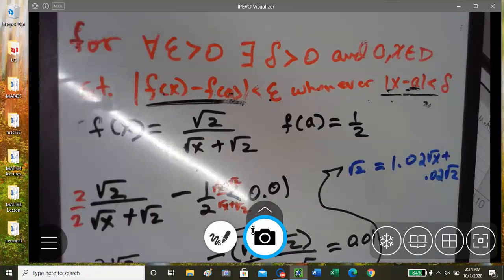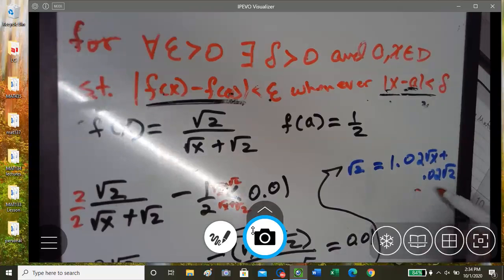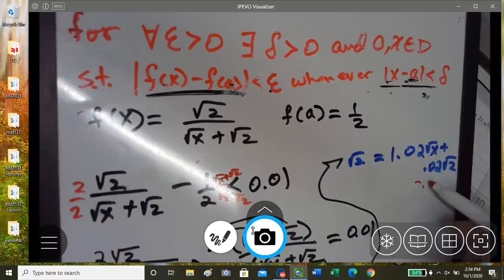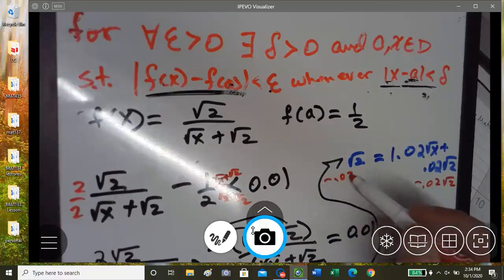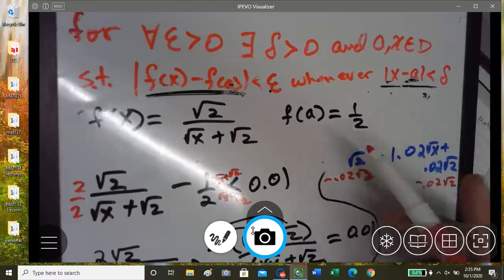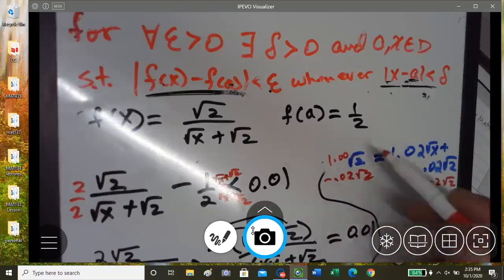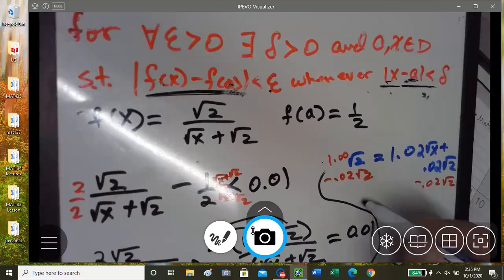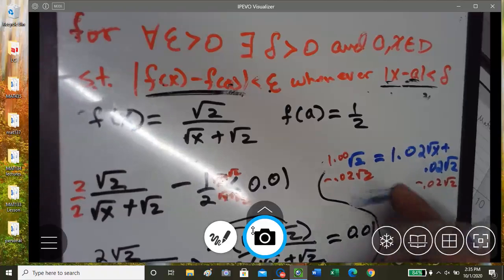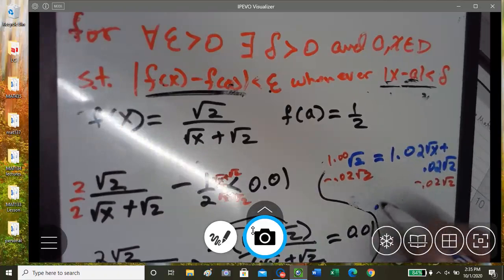Okay, so now we want to subtract the 0.02 square root 2 to both sides, minus 0.02 square root 2. So this is like saying 1.00 here. So 1.00, so that'll be a 0.98 square root 2 equals to 1.02 square root x.